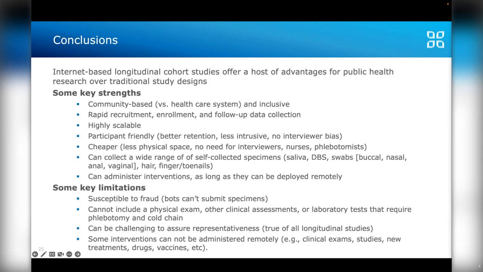But the approach is being used by our team and increasingly other teams around the world. And together we've learned a great deal about how to optimize the design of these studies to achieve each of our studies' research goals while maximizing both relevance and rigor.